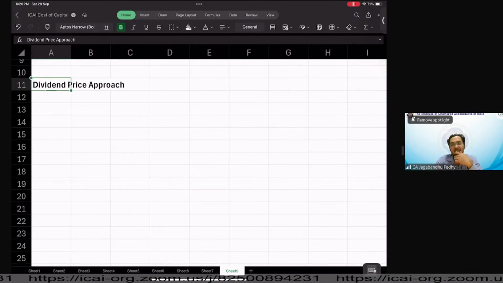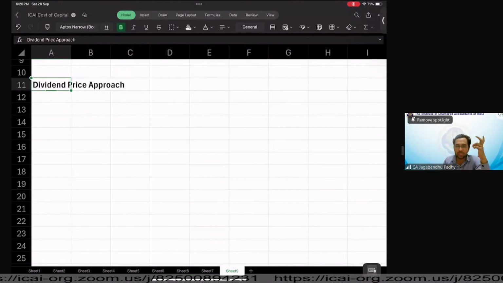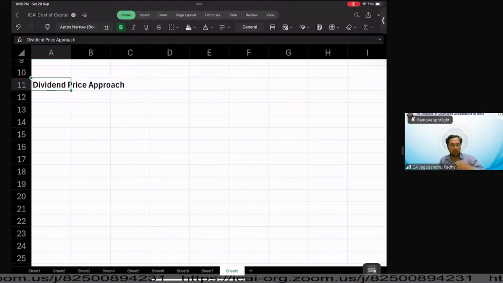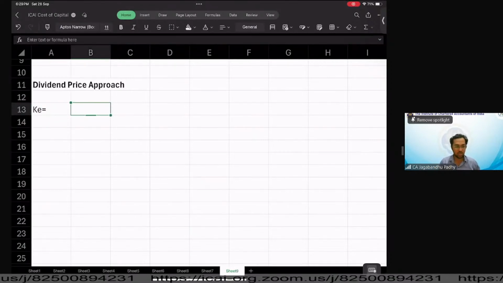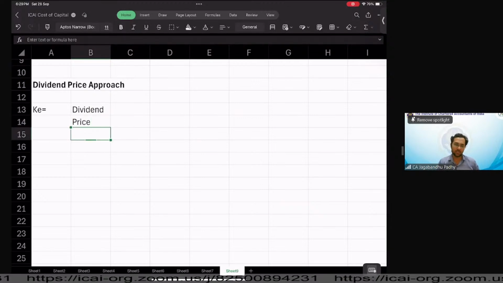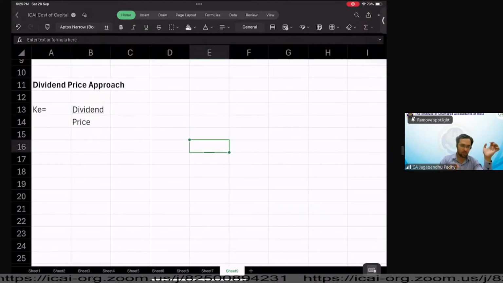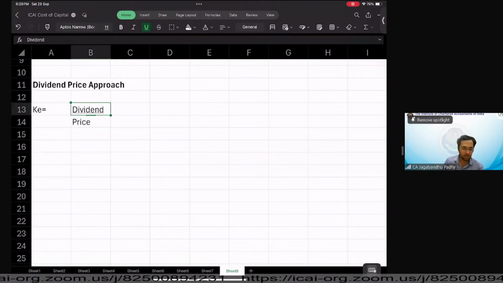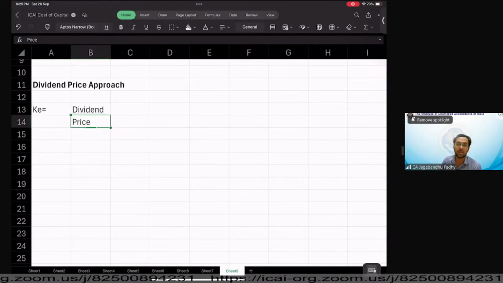The dividend price approach is rightly used for those shareholders who are really interested in the dividend payment by the company. What is our shareholders' expectation? It is simply dividend divided by the current price. That's the pretty simple formula we have for the dividend approach. By dividing your dividend by the price, you can understand the expectation of the shareholders.